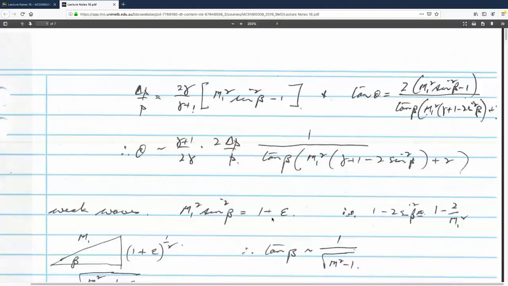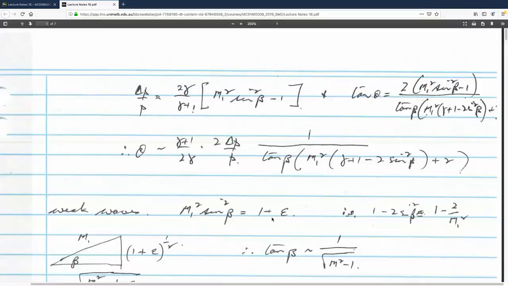So I have to suppose that my normal shock Mach number is just a little bit more than 1. So M1 squared sine squared beta is 1 plus epsilon. So 1 minus 2 sine squared beta, which is what I need down here, will be 1 minus, and what is sine squared beta? Well, if epsilon is small, it's 1 upon M1 squared, so 1 minus 2 over M1 squared.